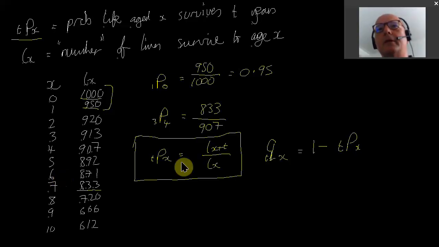So now the question that you might be asking is, well, what about lives that aren't integer ages or integer amounts of time? And all we do is interpolate, but there are two ways of interpolating: geometric and arithmetic. So let's look at that.